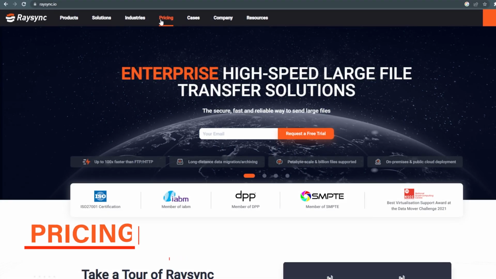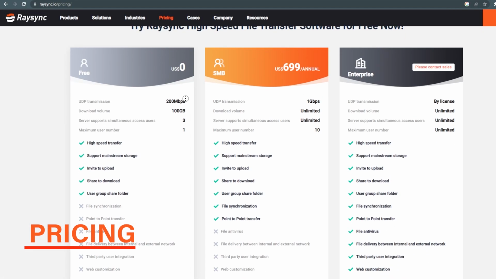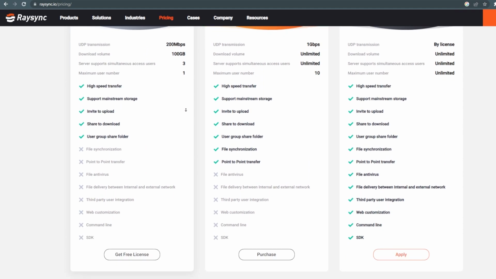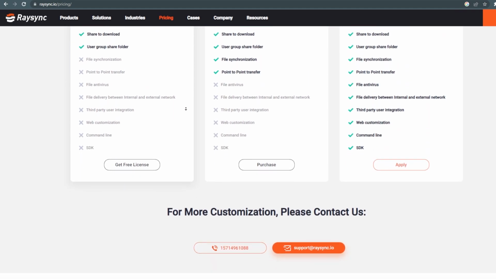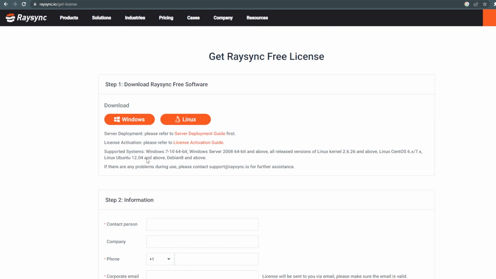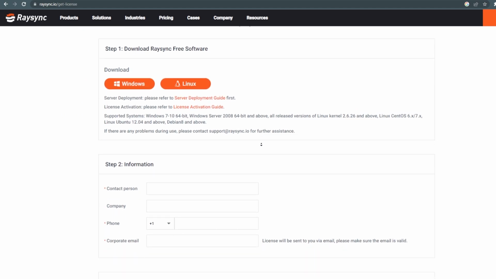Now let's talk about pricing. Raysync comes in three packs: the free subscription, the SMB, and the enterprise. Each one of these subscriptions has its own benefits. You can start with a free subscription and enjoy high-quality service for your small transfers and other benefits.